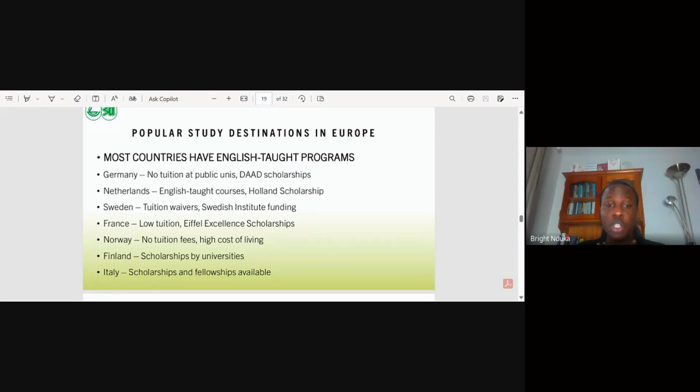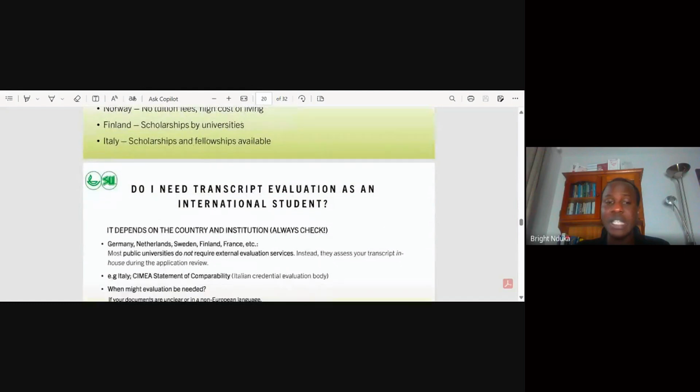France offers low tuition fees and the Eiffel Excellence Scholarship. Norway has no tuition fees, but a high cost of living. Finland has scholarships by universities. Finland is a good destination to look at within Europe. There are loads and loads. You can agree with me that Finland has one of the best educational systems in the world, so it's something you need to look out for. Scholarships and fellowship opportunities are also available in Italy. If it's a destination that suits you, you can give it a try.